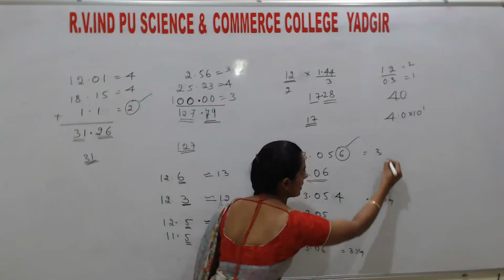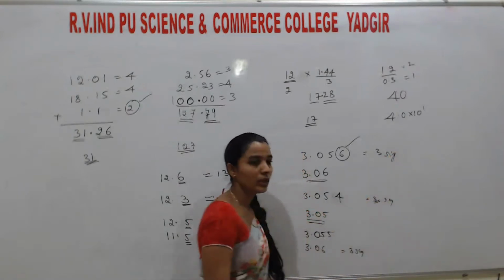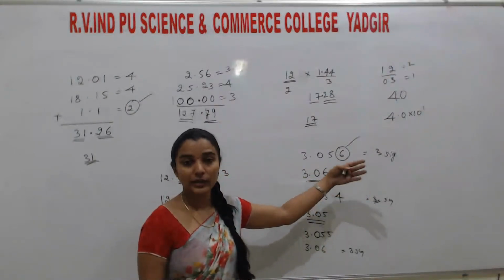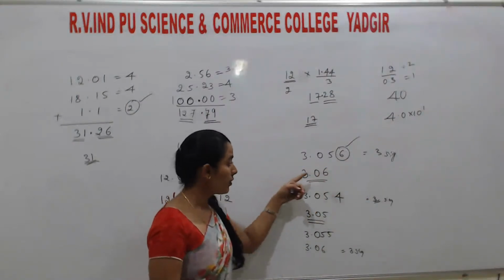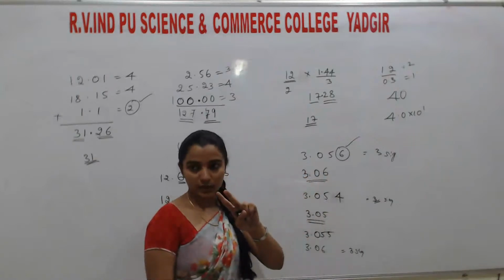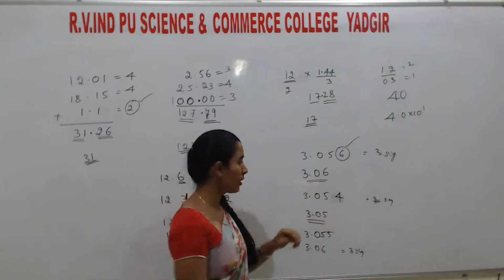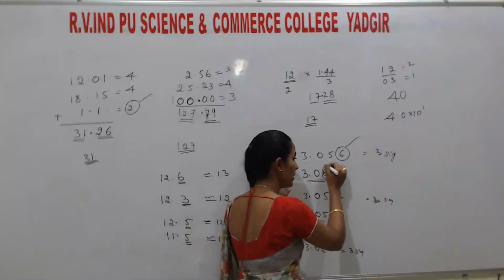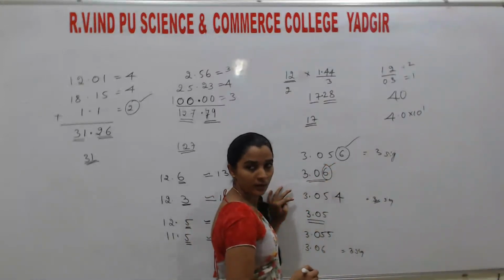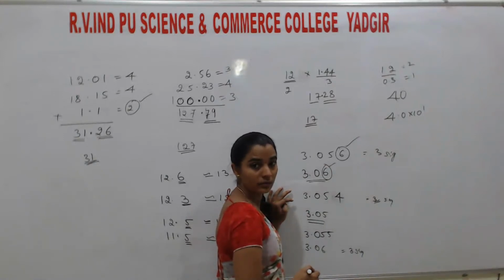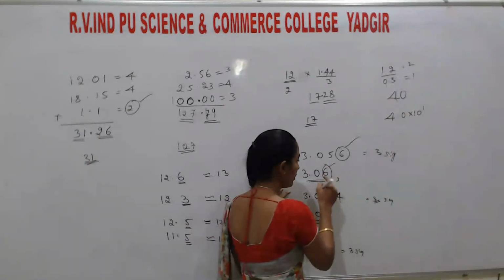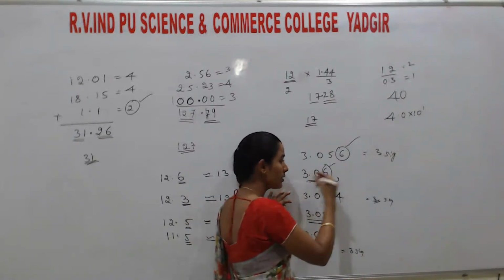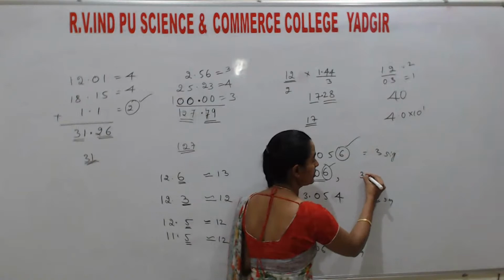This is the question they will ask: write the given answer in 3 significant figures. So if you want to do it for 2 significant figures, 3.06 is there and you have to eliminate the last digit. If you eliminate 6, it is greater than 5, then the answer is 3.1.